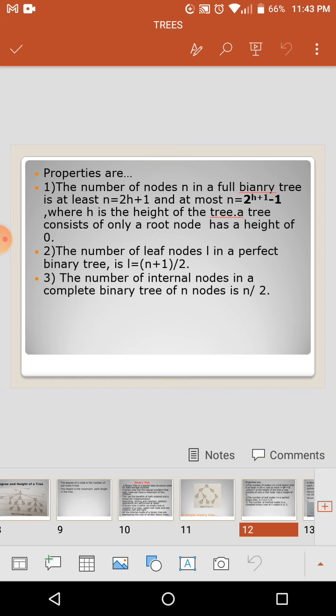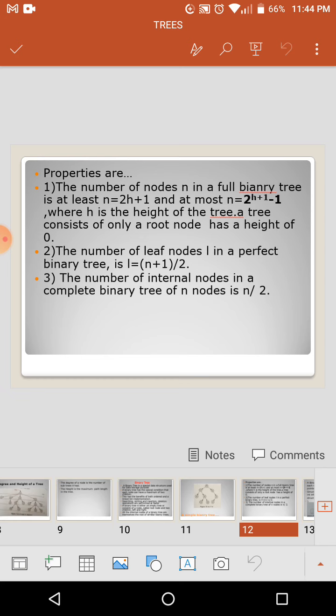You know what the height of a tree is. At most, n is 2^(h+1) - 1, where h is the height of a tree. A tree consisting of only a root node has a height of 0. Okay, so these are the basics: a full binary tree having at least 2h + 1 elements, and at most n = 2^(h+1) - 1.